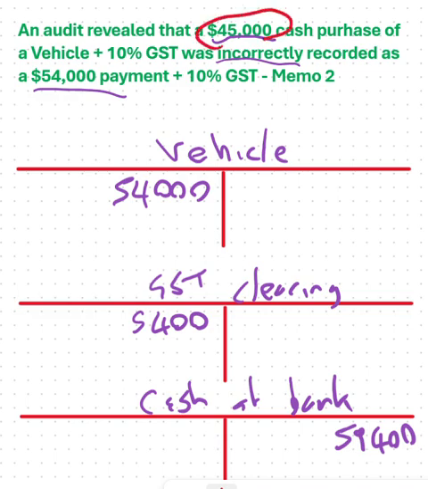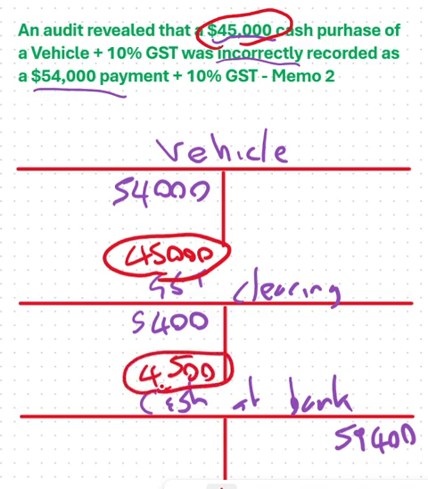Next step is let's work out what we should have had. So $45K, we should have done a $45K debit to our vehicle, our asset going up. We should have done a $4,500 debit to GST clearing, and therefore we should have only credited our cash at bank by the combined amount of those two, $49,500. Now, we can't just do negative debit entries and negative credit entries in either the ledger or the General Journal. So therefore, in order to reduce these balances, we just need to go to the opposite side.